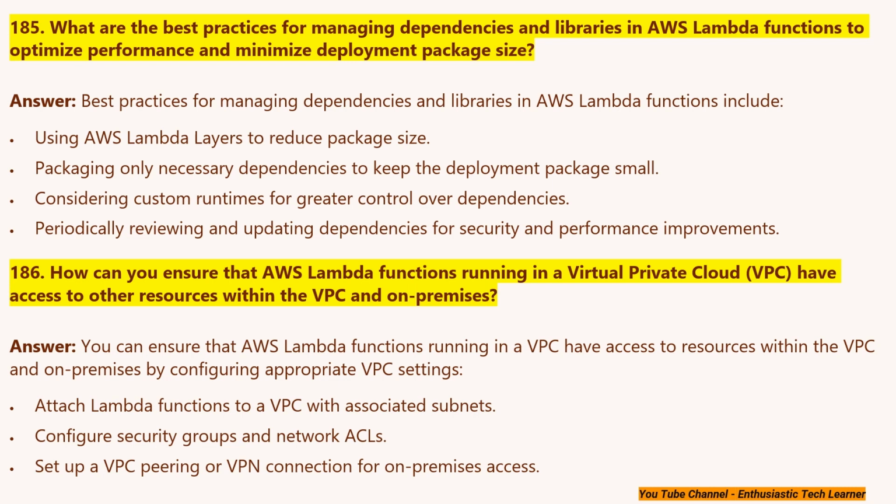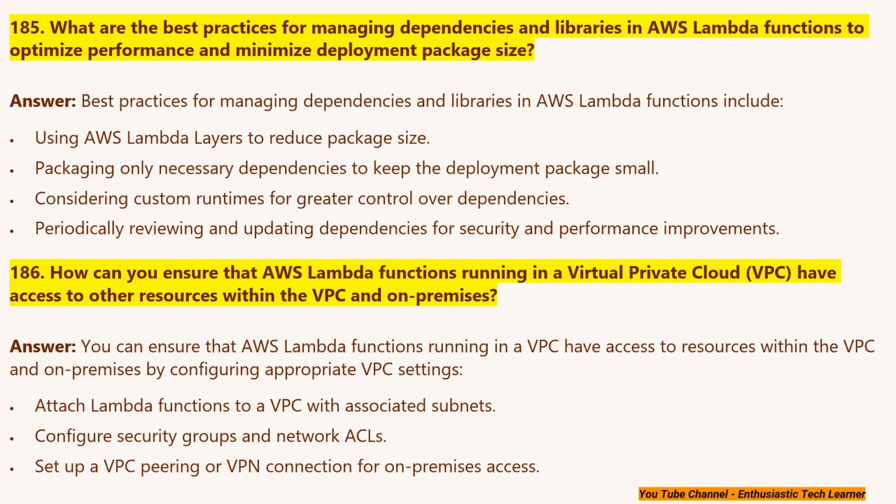How can you ensure that AWS Lambda functions running in a virtual private cloud, VPC, have access to other resources within the VPC and on-premises? You can ensure that AWS Lambda functions running in a VPC have access to resources within the VPC and on-premises by configuring appropriate VPC settings.